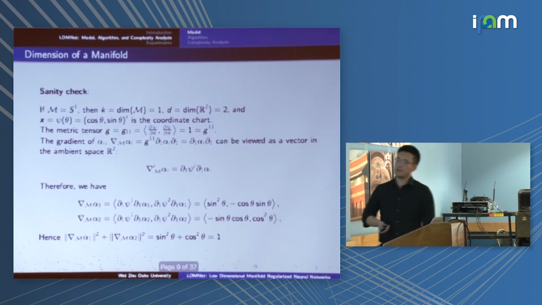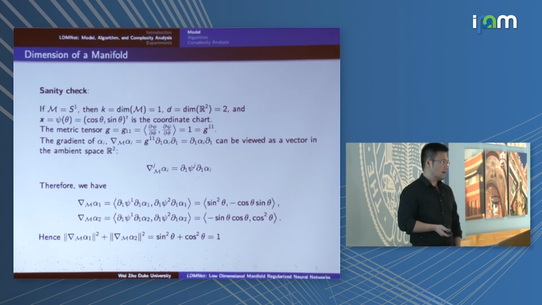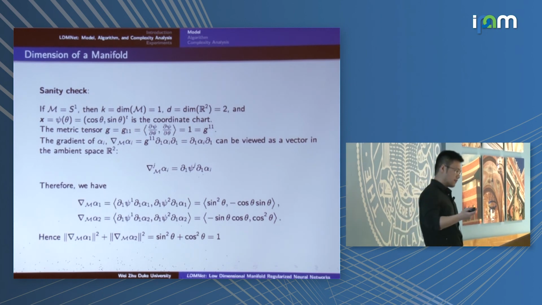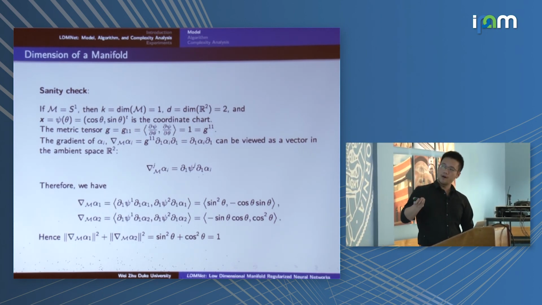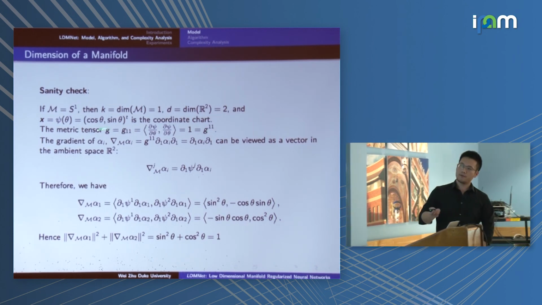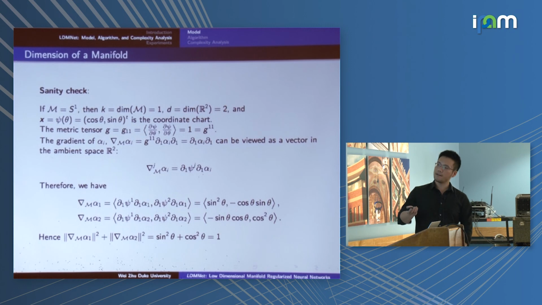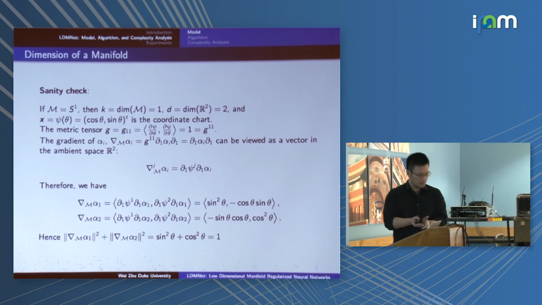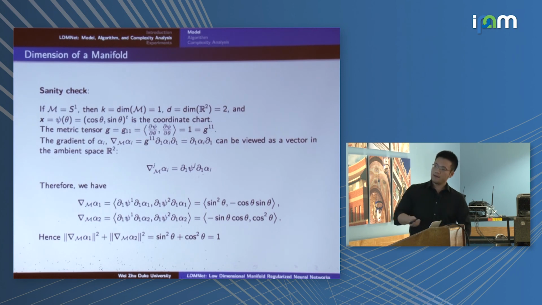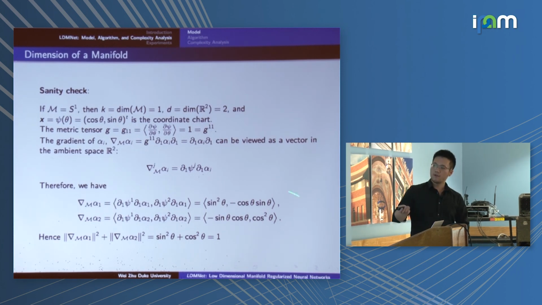We can have a sanity check here. Say you have a manifold M that is S1, a 1-dimensional manifold in the space R2, so k is equal to 1 and the dimension of the embedding space is 2. We can have a local parametrization, which is cosine theta, sine theta. Then in this case the metric tensor, which is the inner product between the unit vectors, is just 1. And you can write down the coordinates of the gradient, and they sum up to 1.